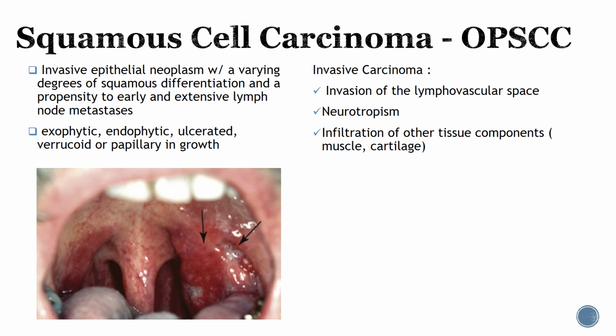Invasive carcinoma eliminates the regular cellular architecture and can include invasion of the lymphovascular space, neurotropism, and infiltration of other tissue components such as muscle or cartilage, demonstrating the aggressive behavior of the tumor.